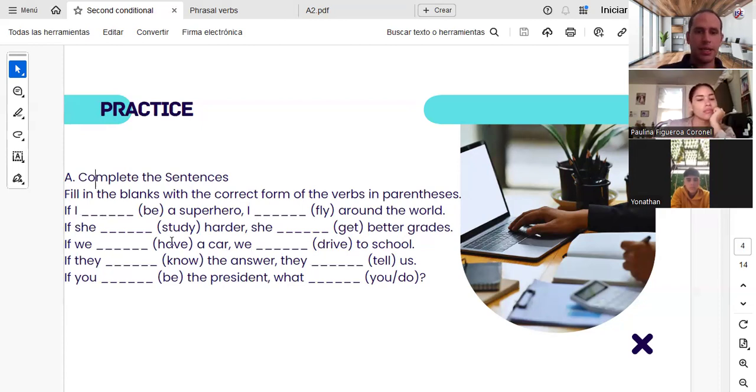Thank you so much. Jonathan, number 2. Please. If she were study harder, she would get better grades. Would get, okay, that's awesome. Number 3, Paulina. If we had a car, we would drive to school. Right, easy. So far, it's easy peasy, right?